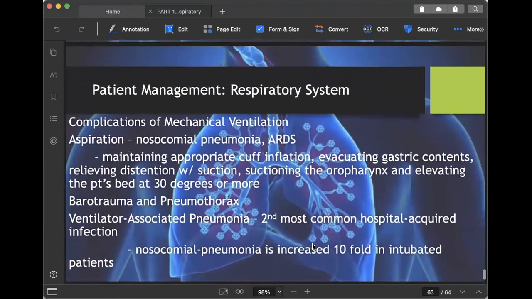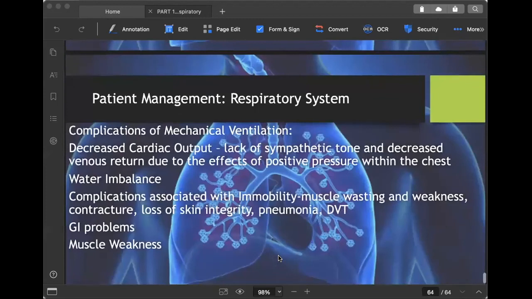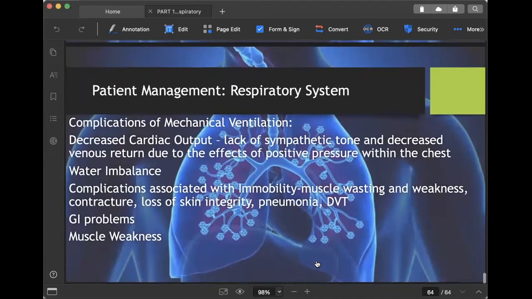Complications of your mech vent, please read this one on the PowerPoint that I've sent to you. We have your aspiration and of course nosocomial infections. Nosocomial, these are the hospital-acquired bacteria. You also have your ventilator-associated pneumonia, decreased cardiac output, and GI problems, as well as your muscle weaknesses.